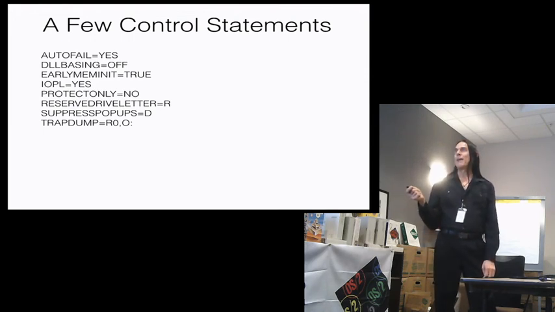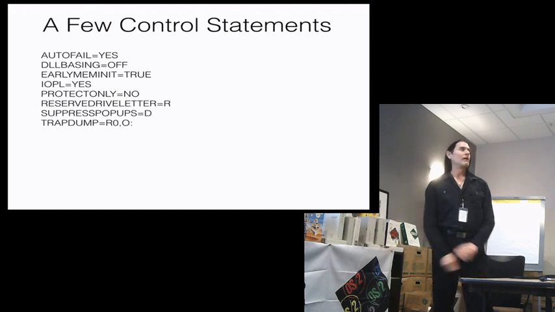I have this on my system, so this sets up trap dumps. I have a trap dump partition as my O drive. This says ring 0 traps. So if I ever get a ring 0 trap, it will write the trap dump to drive O. This is optional, of course, but I have it because I cause those frequently.